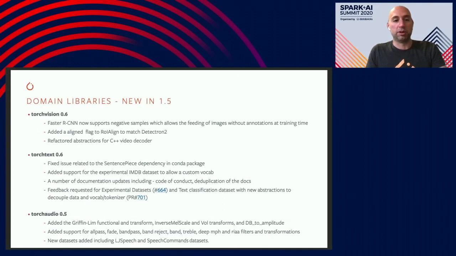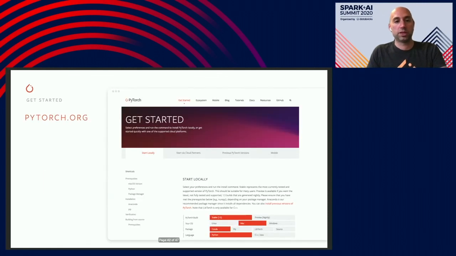We also released a number of domain libraries, so check these out. I won't go through the details here, but Torch Vision, Torch Text, and Torch Audio all have releases. If you go to pytorch.org, you can get started. We have really nice interfaces for getting started locally as well as on the cloud. You can click here and use a little selector. It selects what version of CUDA you want or what platform you're using. As well, if you click on cloud partners, there are some nice links into the various cloud providers, including AWS, Azure, Google, as well as Ali Cloud.